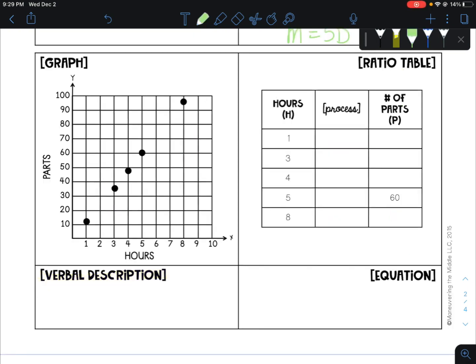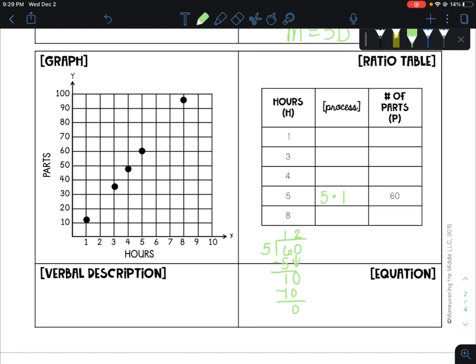For our last example, we have a graph and a table. I see on the table that I do have an entry that has 2 numbers, so I can actually use that to find my process. I'm not sure how many times 5 goes into 60, so I'm going to just do long division quick. So I'm taking 60 and dividing it by 5. So it looks like it's 5 times 12. So there you go. You've got your key number for this entire problem. It's the 12. So 1 times 12, 3 times 12, 4 times 12, 5 times 12, and then we jump all the way to 8 times 12.